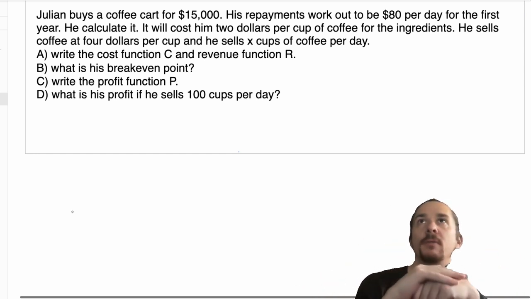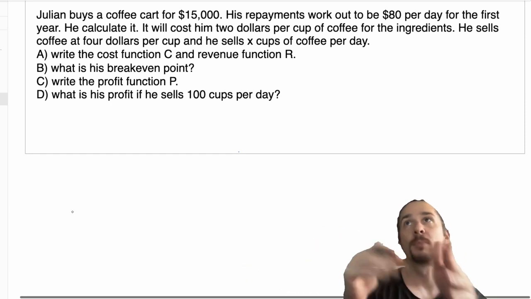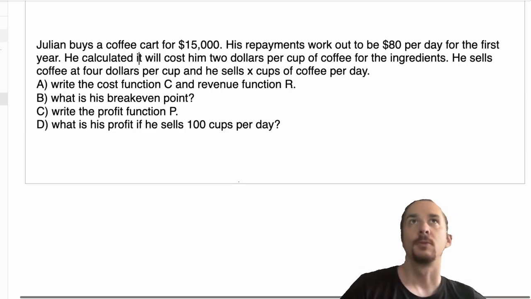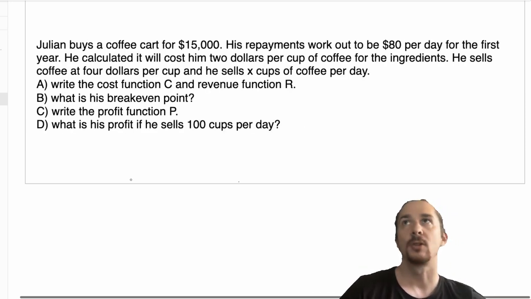So Julian buys a coffee cart for $15,000. His repayments work out to be $80 per day for the first year. He calculated it will cost him $2 per cup of coffee for the ingredients. He sells coffee at $4 per cup, and he sells x cups of coffee per day.